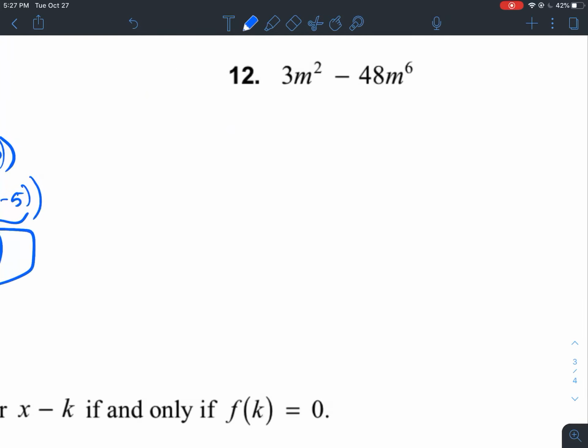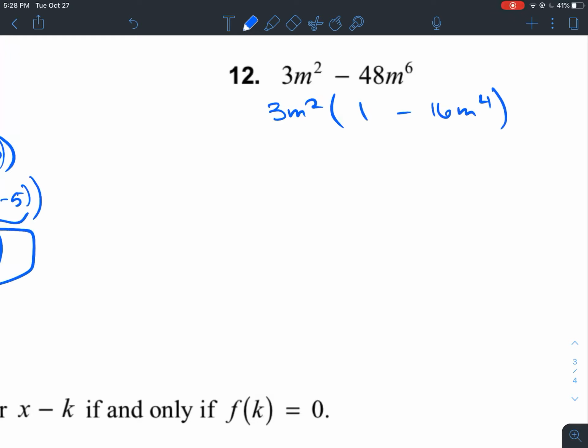Okay, so for number 12, is there anything we can factor from these two terms? They both have a 3, and they both have an m squared. So I'm going to take out 3m squared. If I take 3m squared away from there, I'll have 1 minus, I think that's 16m to the 4th power.